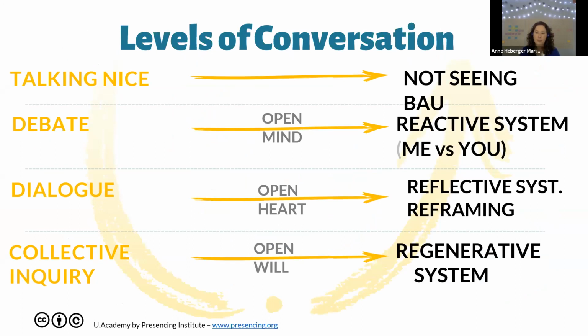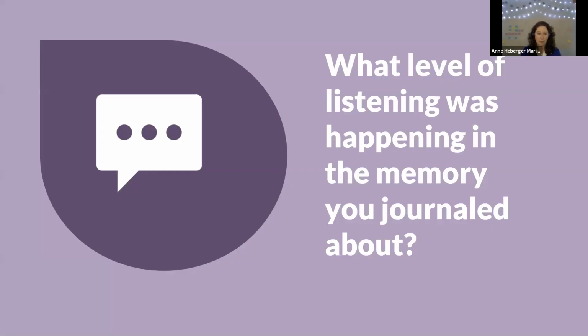This also relates to levels of conversation that are possible. So in level 1, our conversation, we're just talking nice, right? You can sometimes feel this in people that you'd rather not be talking to, but you can't avoid. We're not really going for any sort of connection here, and it's very much a business as usual kind of operation. So at level 2, you can get into some debates, which is often me versus you thinking. We're really stuck in our positions there. And in dialogue, there's a bit of give and take and reframing that's happening. And then at level 4, you've got a collective inquiry, which is really we're all in this together and we're trying to see and understand what's happening in a different way.